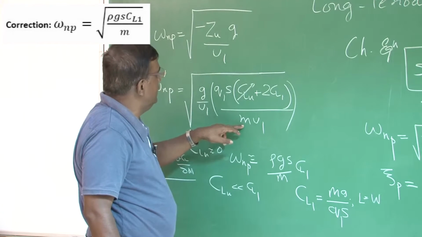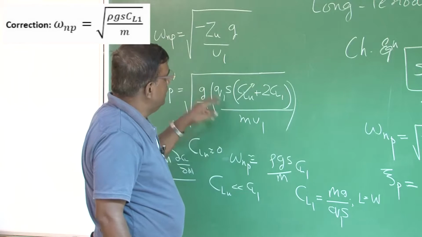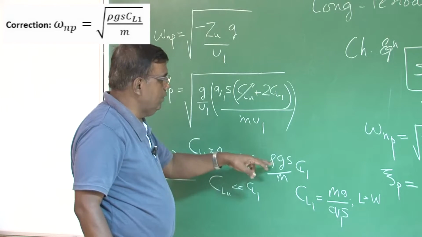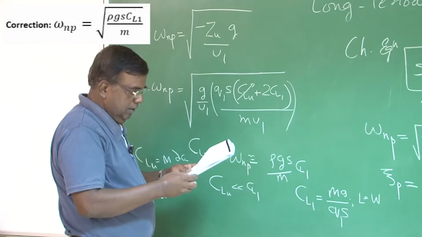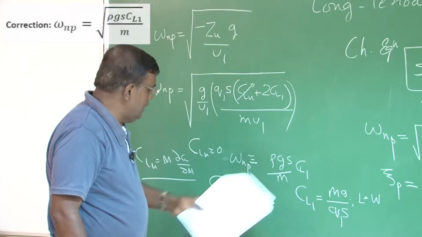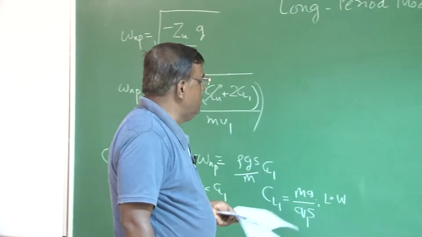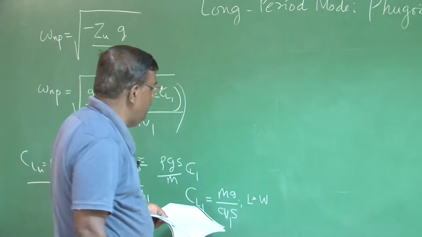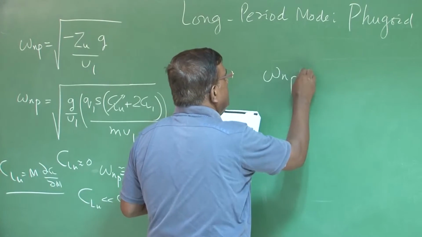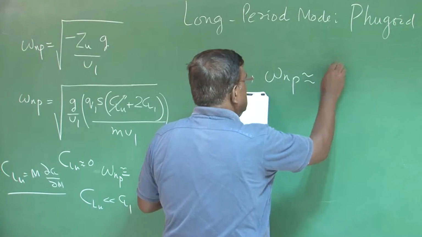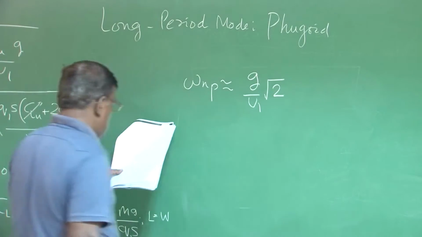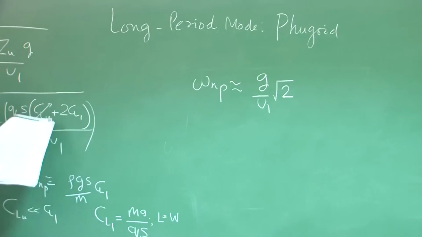Q1s by mg is here. Okay. So, if I now substitute this here, then I get omega np as rho gs by m into CL1, right. And now, if I further substitute this CL1 equal to mg by Q1s, then you can show that omega n phugoid will approximately come like g by u1 root 2. Please do it yourself. You have to just substitute here.